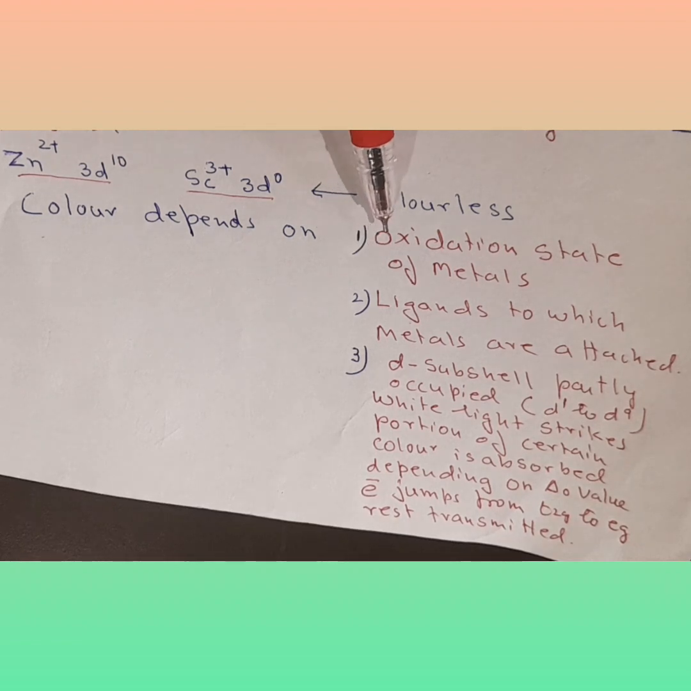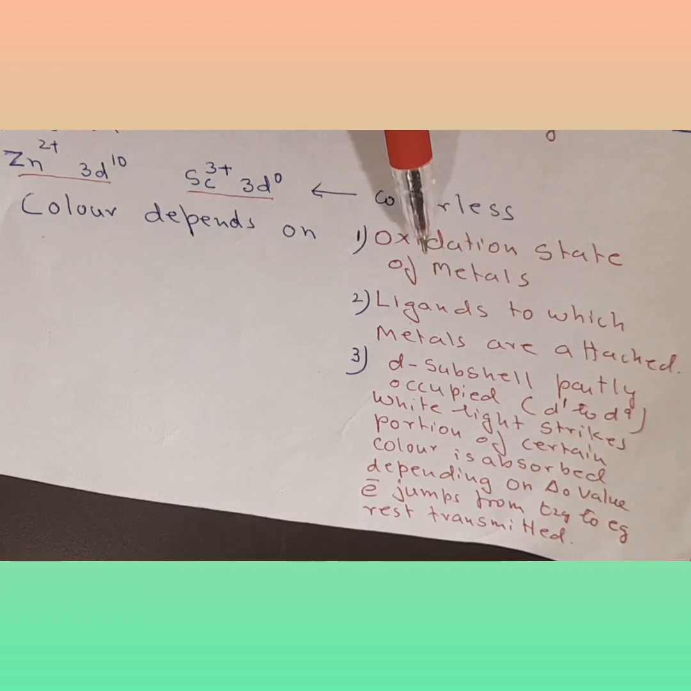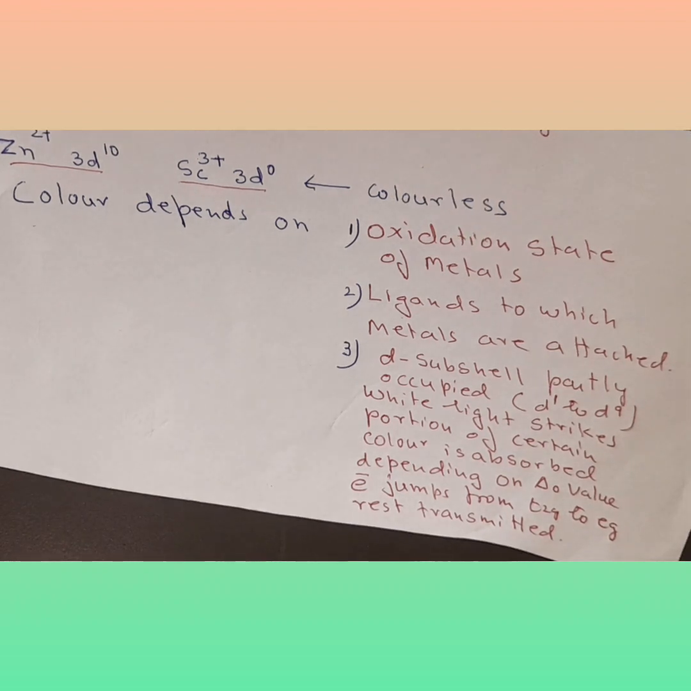Then we also come to the oxidation state of the metal. That also is responsible for the color of the complex. Then it also depends upon the ligands to which metals are attached. So oxidation state, ligands to which metals are attached, and partly filled d orbitals are the criteria for a metal complex to be colored. And we call this d-d transition. Why? Because we saw that the transition was from t2g of d to eg of d. So we call it d-d transition.